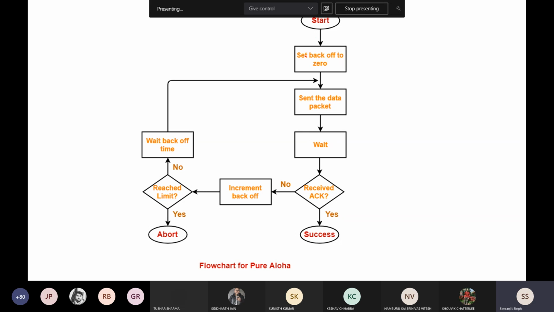Start, set the back off timer to 0, send the data, and wait for the acknowledgement. If the acknowledgement is received, then it is a success. If it is not received, you increment the back off timer and check if the back off timer limit is reached. If the limit is reached, you abort this communication and do not transmit the packet. If not, you wait for the back off time and retransmit the data. So that is your flow control method. That is the flow chart for pure Aloha.